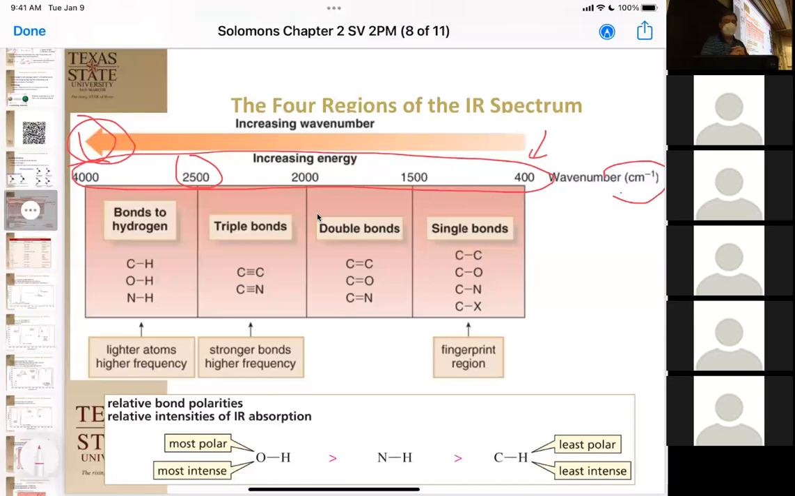Thank you. Okay, so now that polarity gives us intensity, and the different bond types give us region, we should be able to identify all the different kinds of bonds we have in a compound. And by knowing all the kinds of bonds, you should know the functional group, because your functional groups aren't just one kind of bond most of the time.